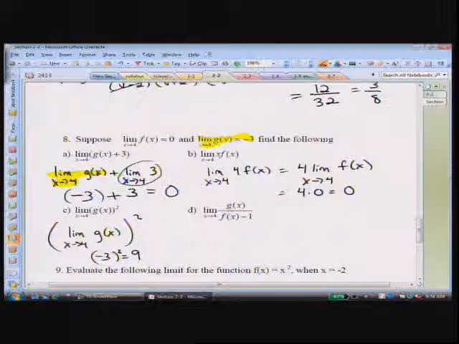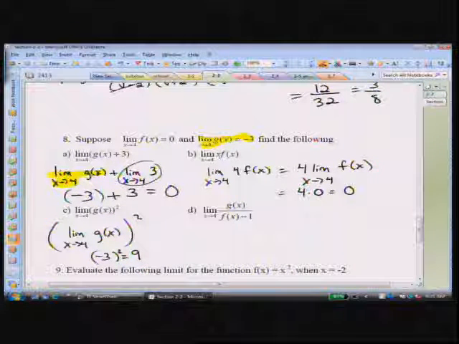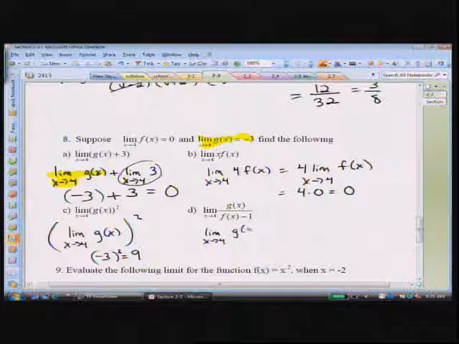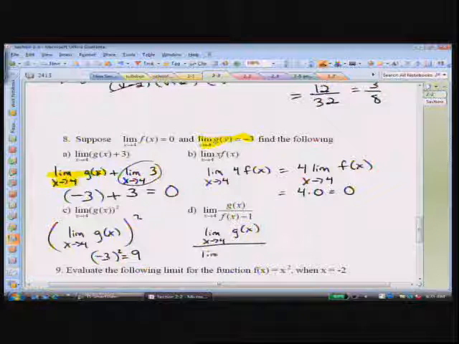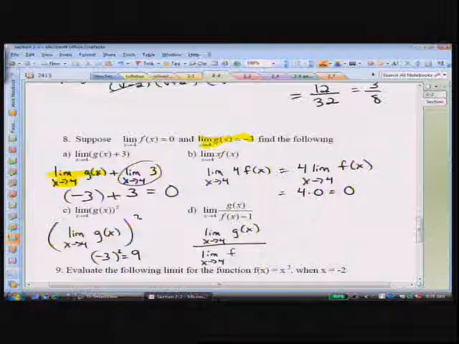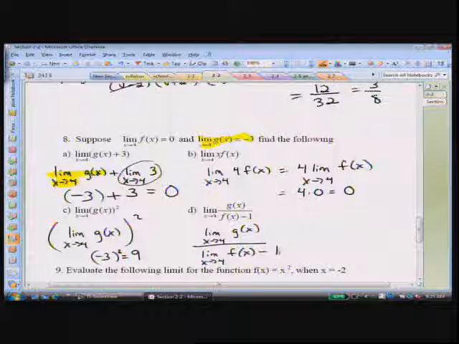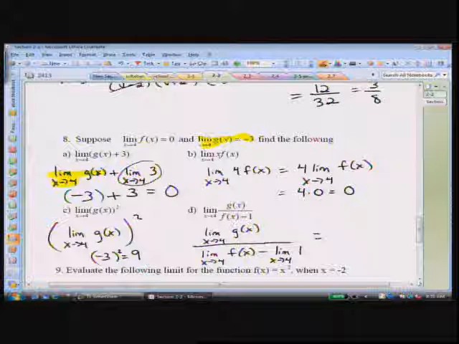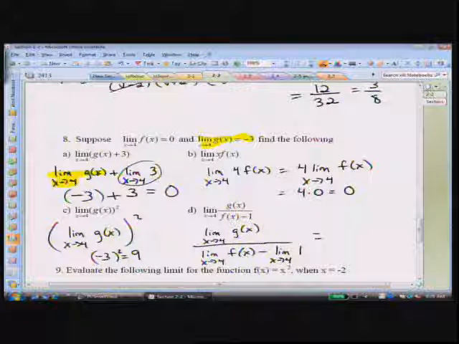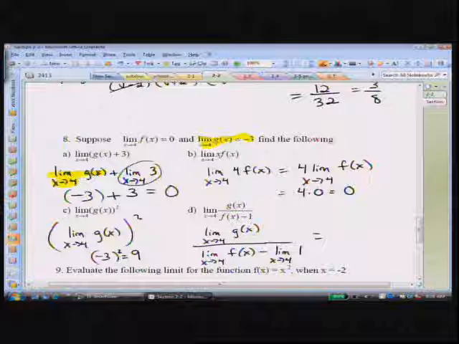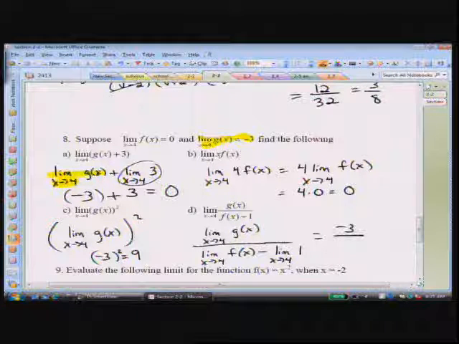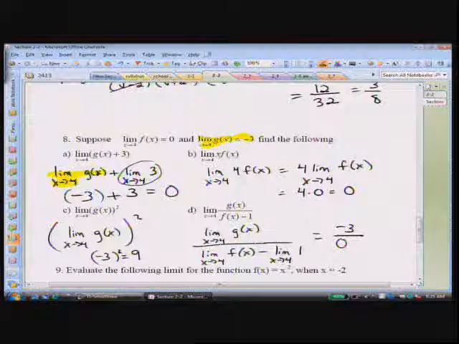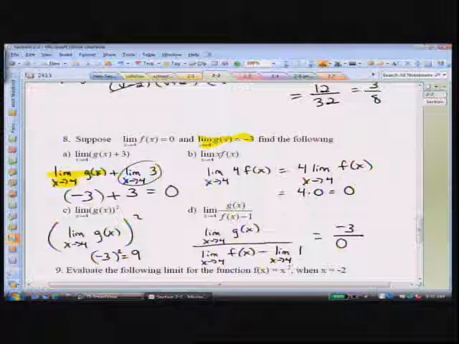On this one, you can just put the limit into each piece. So we can write this as the limit as x approaches 4 of g of x over the limit as x approaches 4 of f of x minus the limit as x approaches 4 of 1. Well, what is the limit as x approaches 4 of g of x? What is the limit as x approaches 4 of f of x? What is the limit as x approaches 4 of 1?